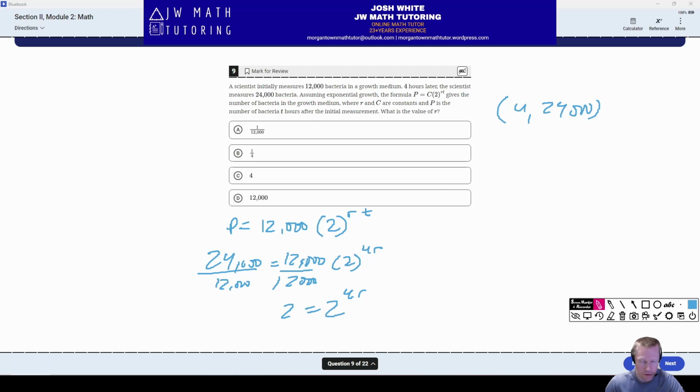Technically, you could use log functions to solve this, but you don't need to. And technically, logs are not a required topic on the SAT, so I will not do it that way. So at this point, the way you would solve this is you would notice, okay, 2 to the first is equal to 2 to the R. Therefore, you set the exponents equal, and you get 1 equals 4R. So you divide by 4. R is equal to 1/4. Therefore, the correct answer is going to be letter B.